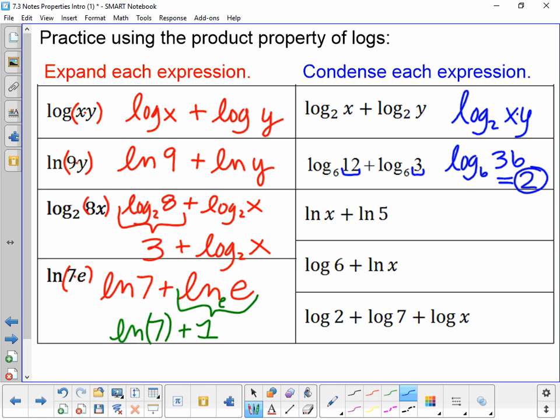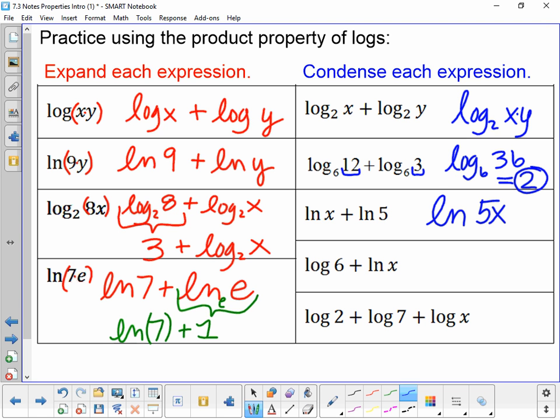Next one down, natural log of x plus the natural log of 5. Probably I would simplify this as the natural log of 5x. You could write the x first and then the 5, but it's more customary to do the coefficient 5 before the x.